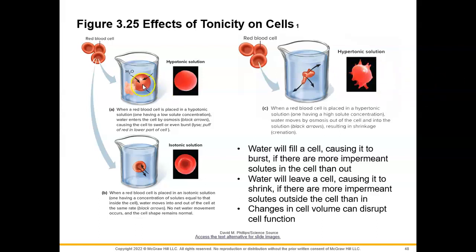And if we place a red blood cell in a hypotonic solution, then the water enters the cell where there's more solutes in the intracellular fluid. This causes the cell to swell up and possibly burst. These changes in cell volume can disrupt cell function.